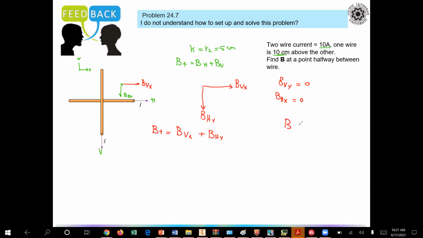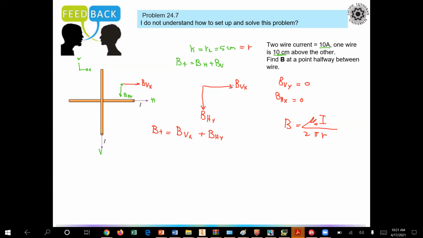Here's the formula for B: mu naught times I over 2 pi R. I have my R right now. Let's call this one R. I have one single value of R, and I have my current, so I can find my B. So now the only thing is that I have two components. If you go back to the vector drawing here and try to find the magnetic field components, I have an X component and a Y component.